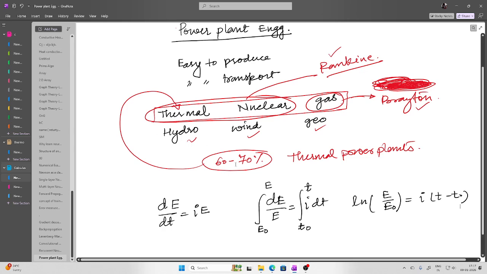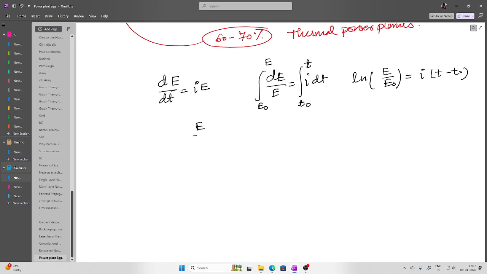If you solve this further, E by E naught is equal to e to the power I (t minus t naught). That is why I said exponential growth. This exponential behavior gives rise to a term called doubling time. That is the time in which the production of electricity doubles.